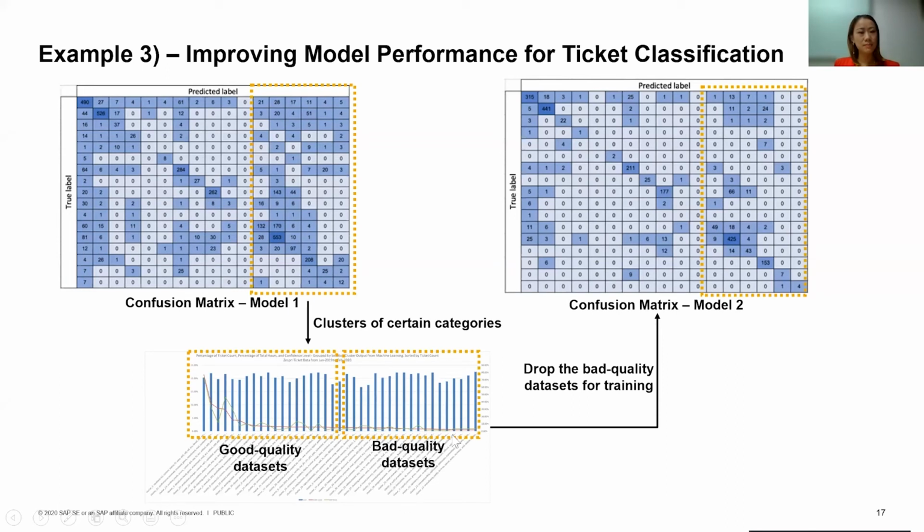Maybe this is related to some specific spams. And this group of tickets actually adds a lot of noise and confuses the model in the training process. So it makes a lot of sense to remove them. And you can see that after dropping the bad quality data sets for training, we can create a new model, and the model performance, especially for these specific categories, improved dramatically. So that is one way that ticket clustering can help to remove the noise from the training data sets and improve the model performance for the ticket classification.